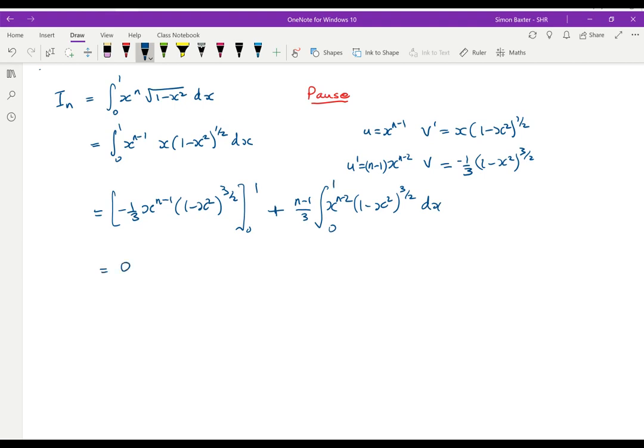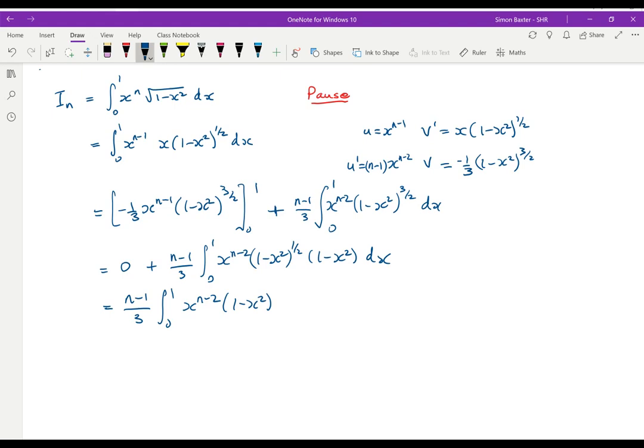We get 0 in the first bracket, and we play the same trick as we did on the previous one, that we're going to rewrite 1 minus x squared to the 3 over 2 as 1 minus x squared to the half, because that is what comes into In, times 1 minus x squared dx. That is n minus 1 over 3, integral 0 to 1. Taking the 1 in, I get x to the n minus 2, 1 minus x squared to the half, minus x squared times x to the n minus 2, 1 minus x squared to the half dx.